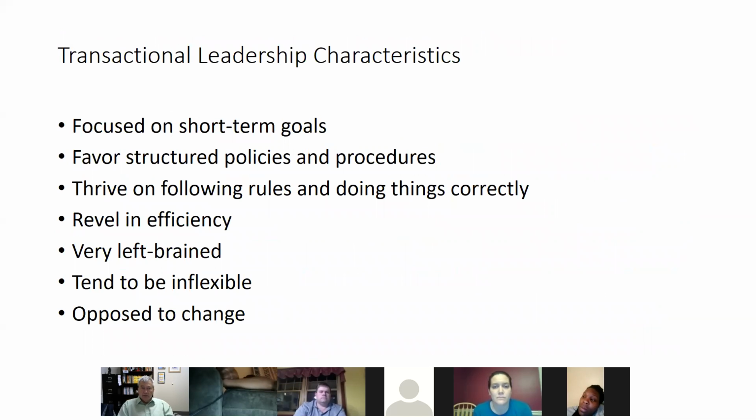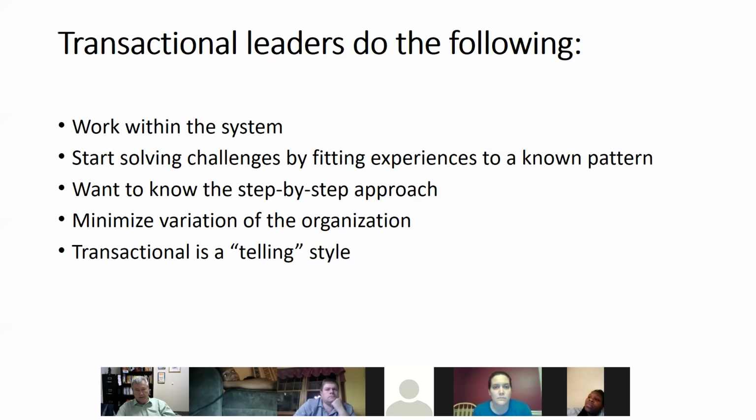Okay, so for transactional leaders, and these are the ones we're talking about right now, they are really focused on those short-term goals. They're focused on the status quo. They like structure. They thrive on rules. They like efficiency, and that's what their goal is. It is efficiency. We got to do this well. They are inflexible. Sometimes they're opposed to change. It's not necessarily on their to-do list. They like the system. They like everything working within the system. They don't like those out-of-the-box people. They don't like somebody challenging the system. They really like the way it's working. And they like it because there's a known pattern, and they like patterns. They like step-by-step. It's sometimes called the telling.